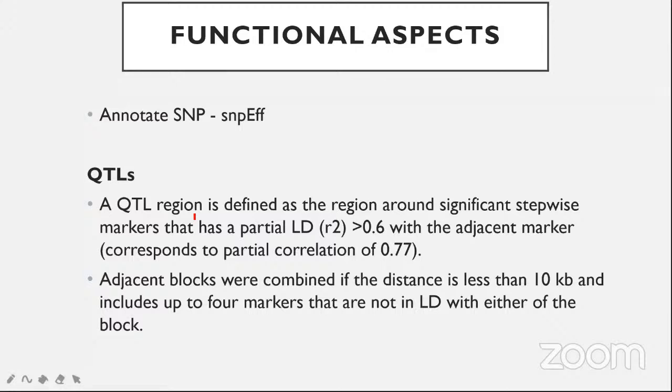And for the QTLs, I generally consider the markers that are significant in stepwise regression and that have a partial LD with the adjacent marker to be a QTL block. So I have a marker. I try to calculate LD or partial LD with adjacent markers on either side. And the region where the LD is greater than 0.6 is my LD block or the QTL block. In one of my papers, if LD blocks were within 10 kilobase pairs in soybean, I just included them as a single block.